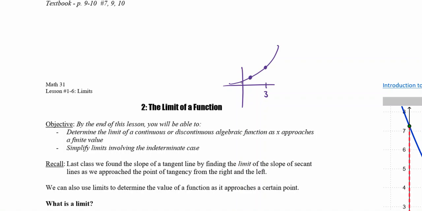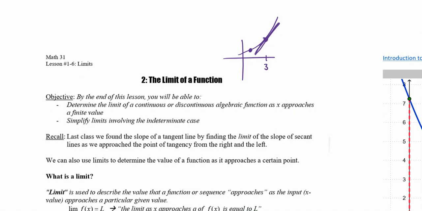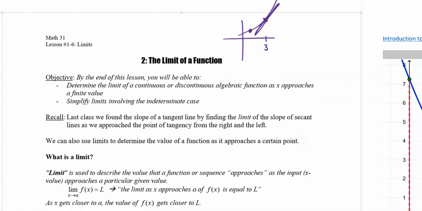So we go from this point to this point, figure out the slope, and then get a little closer, and the slope gets steeper. And we go from the left and we go from the right to make that work out, to figure out what the slope was. And we'd say that the slope was approaching some number at that point. That was called the limit at that point, the limit for the slope at that point. So last time, we already did a little bit of this, where we were figuring out the limit of the slope of the secant line.